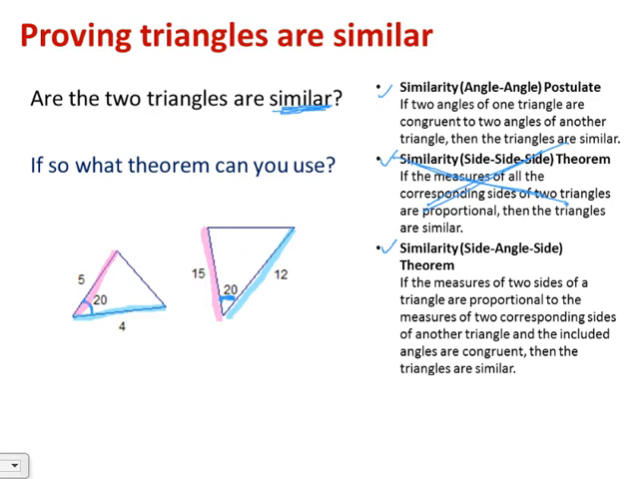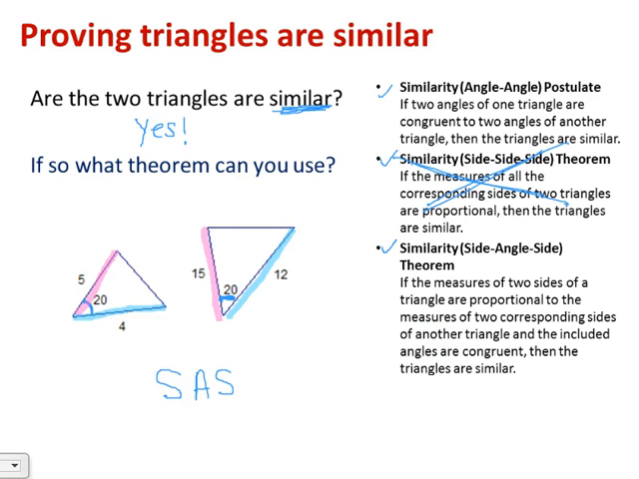So are those in fact proportional? Do they have the same scale factor? 15 divided by 5 is 3, 12 divided by 4 is also 3, so we know that they are in fact proportional. So we can use the side, angle, side to prove that these are similar. And yes, they are similar.